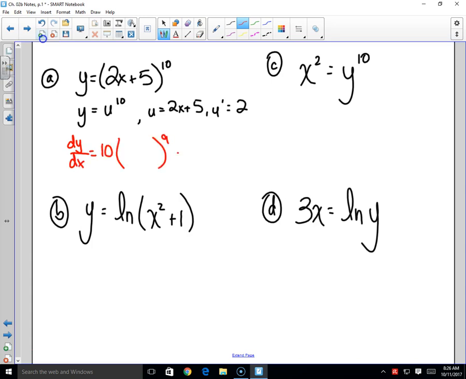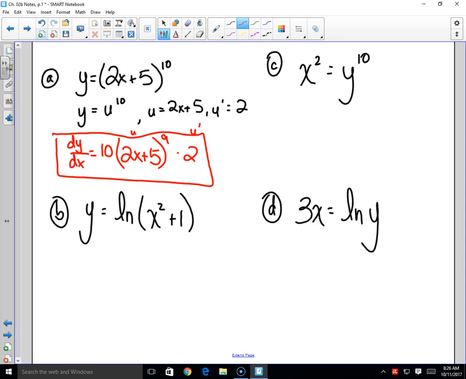10u to the 9th times u prime, right? So we need a u right here, and we need a u prime right here. So we would go ahead and bring down the 10 and keep the 2x plus 5, and then we would multiply times 2. True? Yep. Okay. So the derivative of u to the 10th is 10u to the 9th times u prime. Now, yes, we can simplify it, but for right now, we'll just leave it at that.